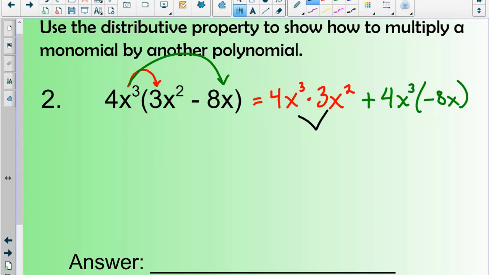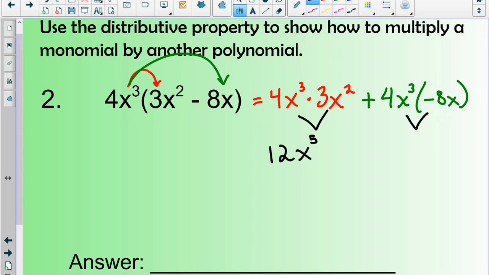Multiply the first two together by multiplying the coefficients. 4 times 3 is 12. And remember, when you multiply the powers together, you're actually adding the exponents. X to the third power times x squared is x to the fifth power, since 3 plus 2 is 5.